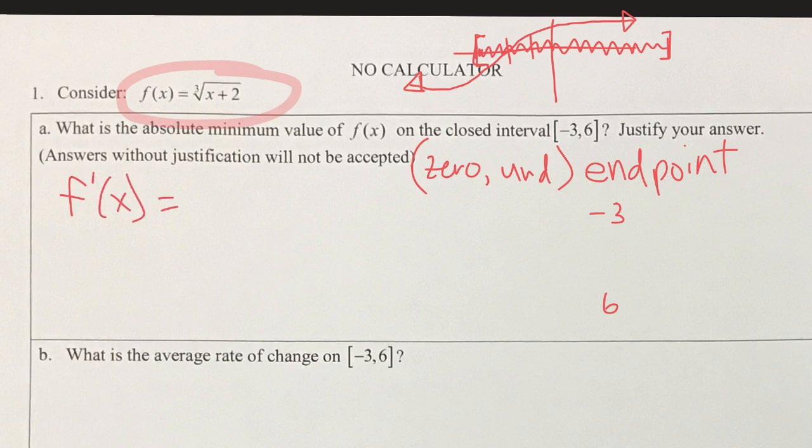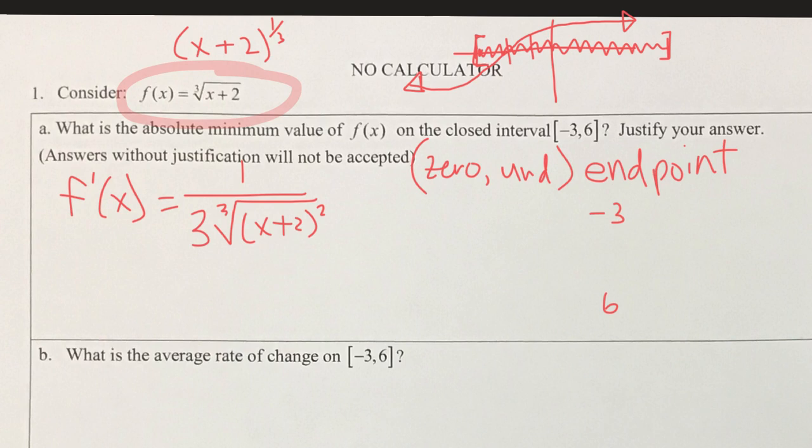Okay, now this is a cube root function. So hopefully you know how to take the derivative of a cube root function. The shortcut says we have 1/3 times the cube root of the inside thing squared. And that comes from years and years of taking this the long way, which would be probably writing it as a power, x plus 2 to the 1/3 power, and then using the power rule in order to derive that function. You come up with this thing right here when you do that.